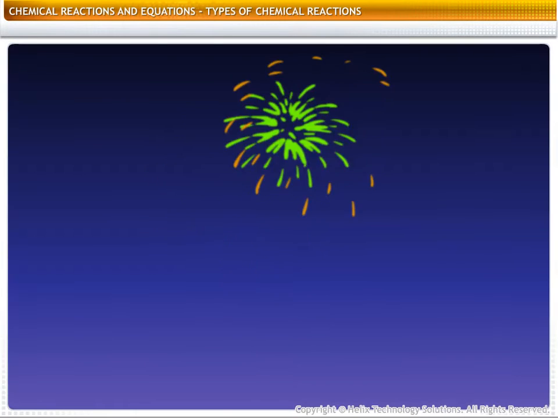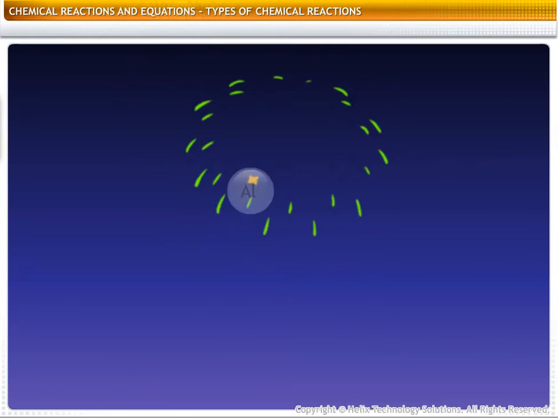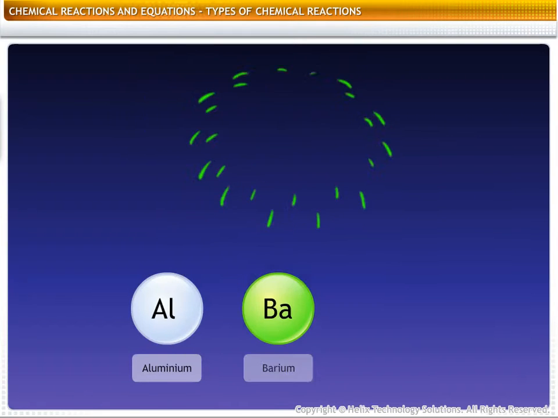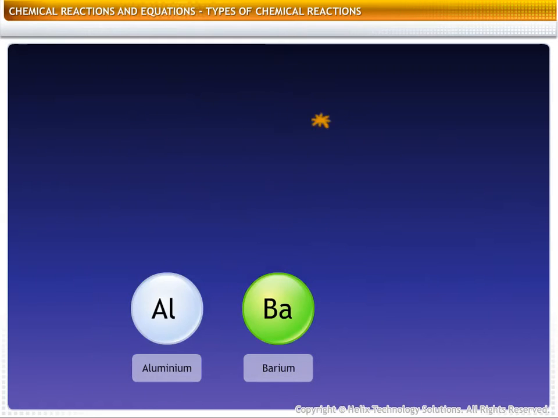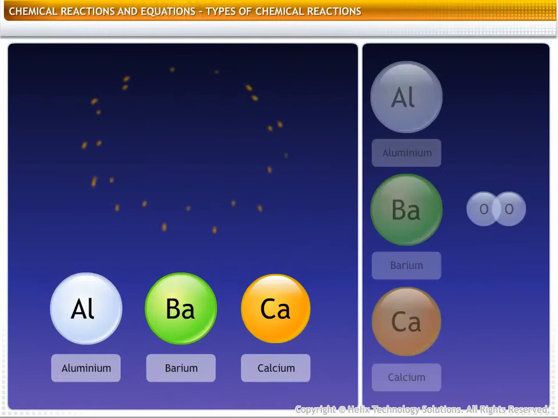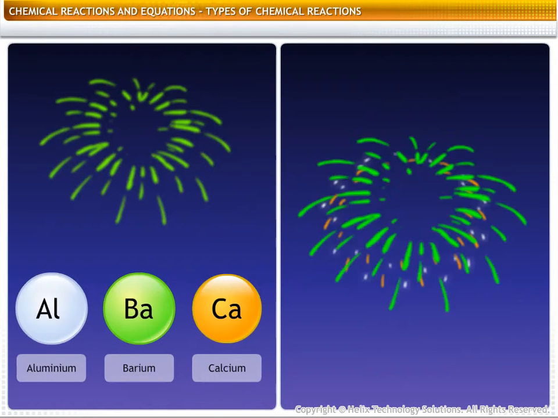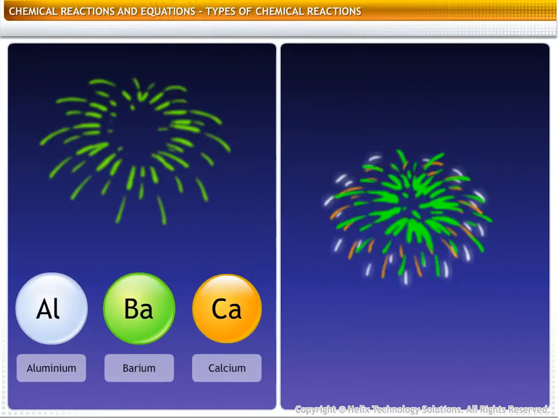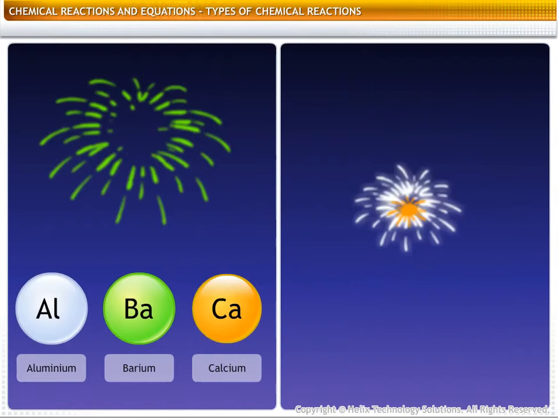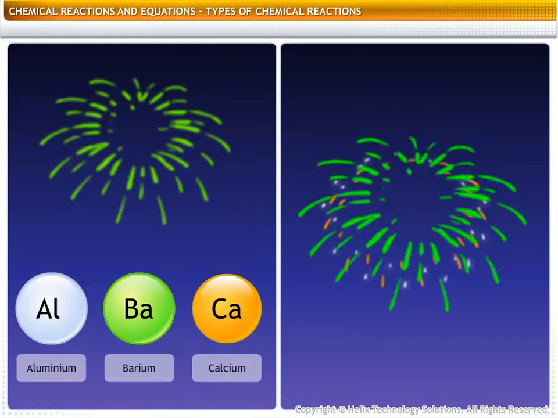Crackers contain chemical substances like aluminium, barium, calcium, etc., that burn in oxygen to impart a silvery white sparkling effect with green and orange colors. Thus, elements get oxidized when you burn crackers.